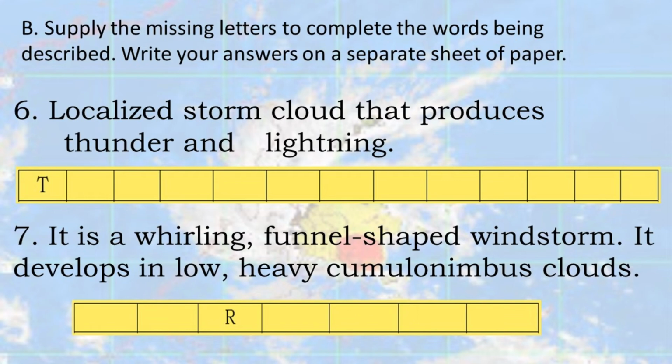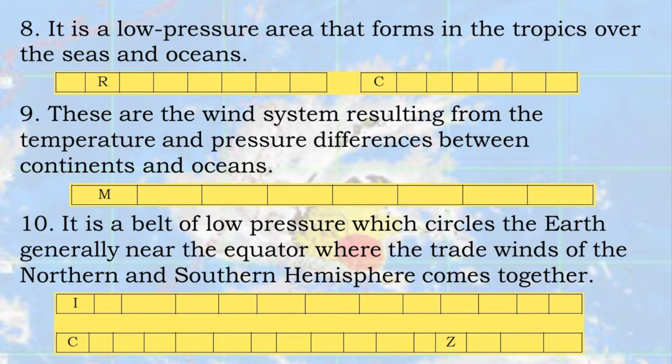B. Supply the missing letters to complete the words being described. Write your answers on a separate sheet of paper. 6. Localized storm cloud that produces thunder and lightning. 7. It is a whirling, funnel-shaped windstorm. It develops in low, heavy cumulonimbus clouds. 8. It is a low-pressure area that forms in the tropics over the seas and oceans. 9. These are the wind system resulting from the temperature and pressure differences between continents and oceans. 10. It is a belt of low pressure which circles the Earth generally near the equator, where the trade winds of the northern and southern hemisphere come together.